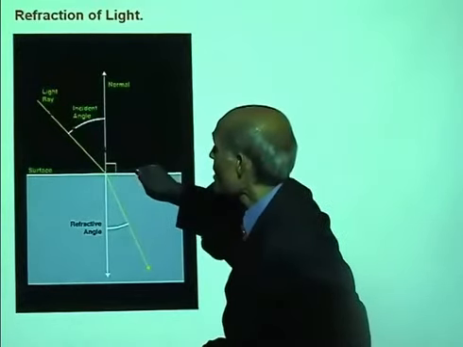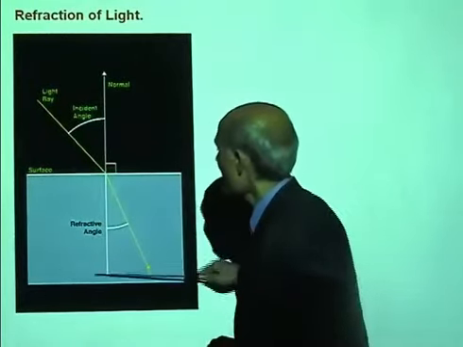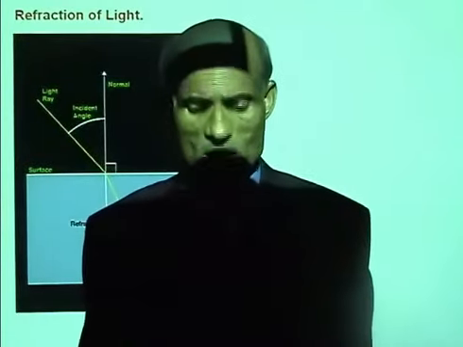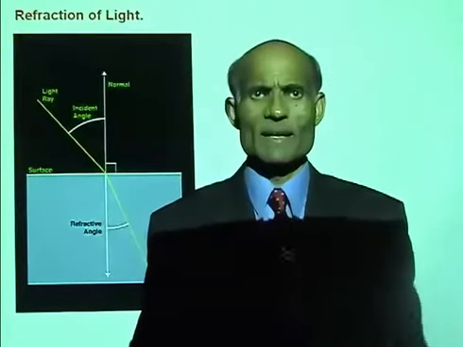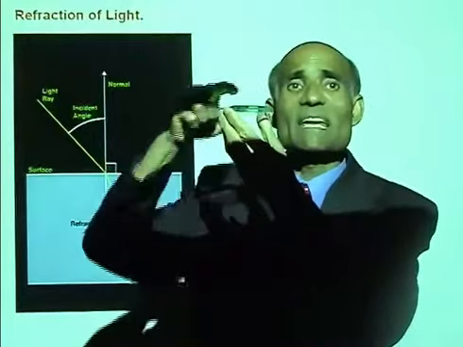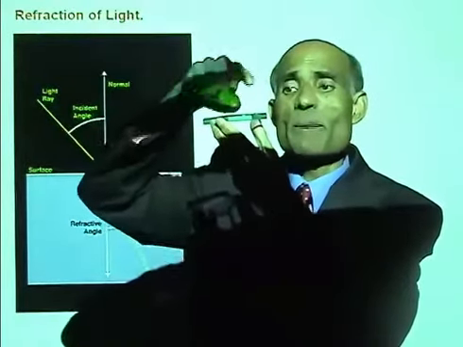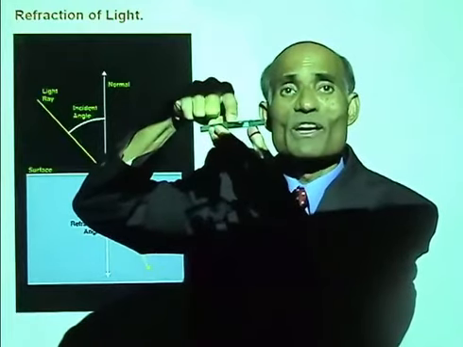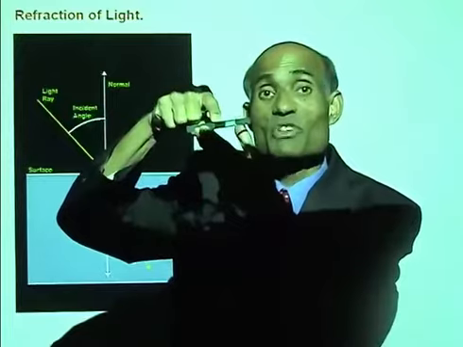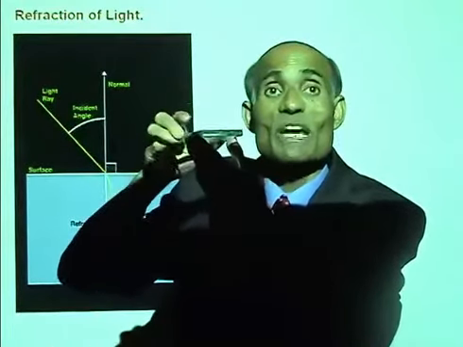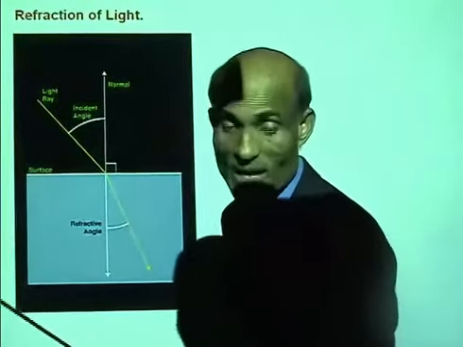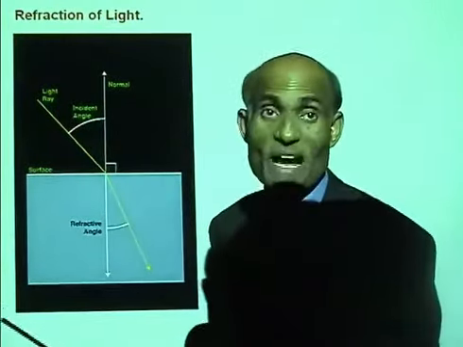Now here I have a glass prism. Let me see if I can show you one. Now here is a glass block. If I allow a ray of light to go from air into this glass, its speed will suddenly decrease. As a result, its direction of propagation will change. That is what you see here, and we have the process called refraction.